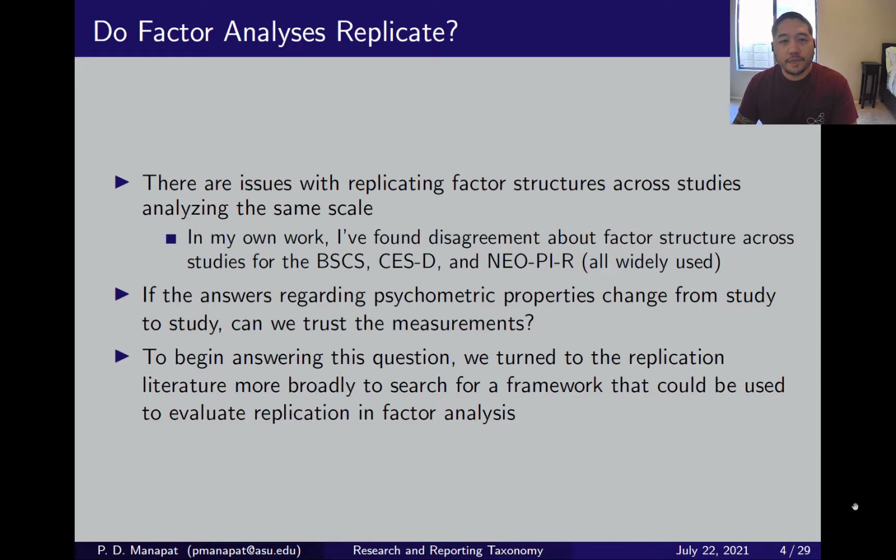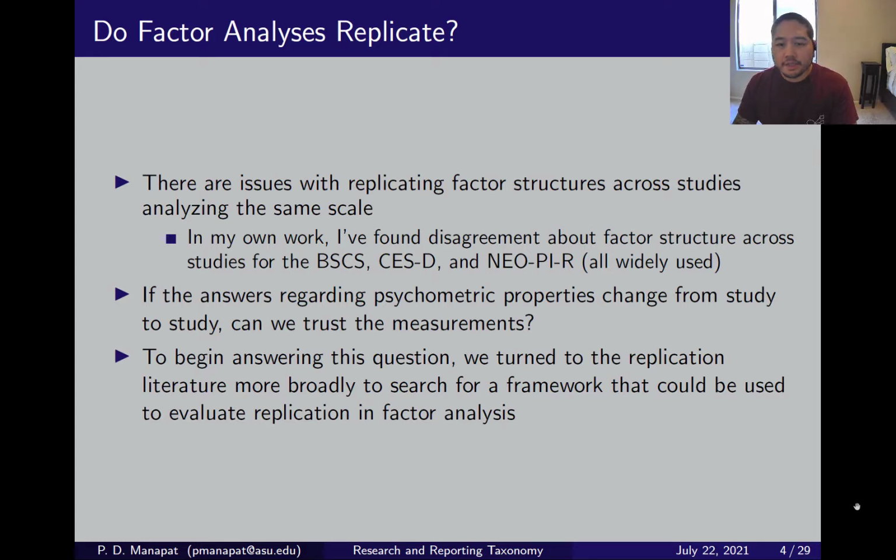So the big question for me was, do factor analyses replicate? I found issues with replicating factor structures across studies that analyze the same scale. Particularly, I've looked at the Brief Self-Control Scale, the BSCS, the CESD, the depression scale, and then the NEO, the personality scale, which are all widely used scales in psychological research. And there's been disagreement about factor structure across studies that have looked at these scales. If the answers regarding psychometric properties change from study to study, can we trust the measurements?